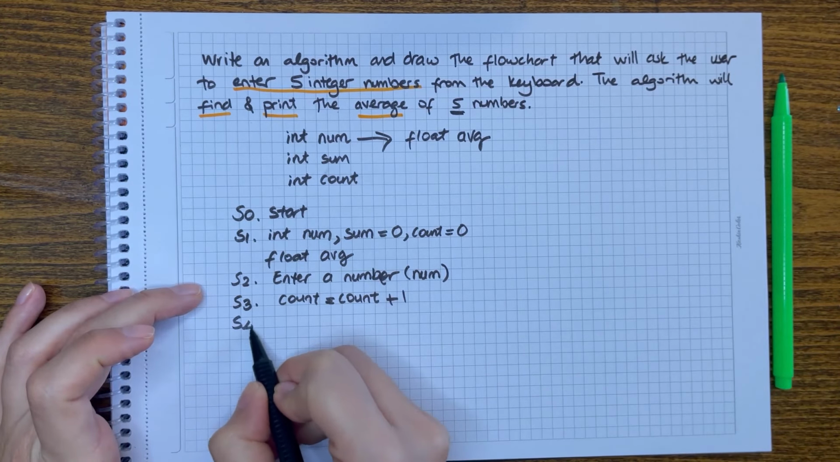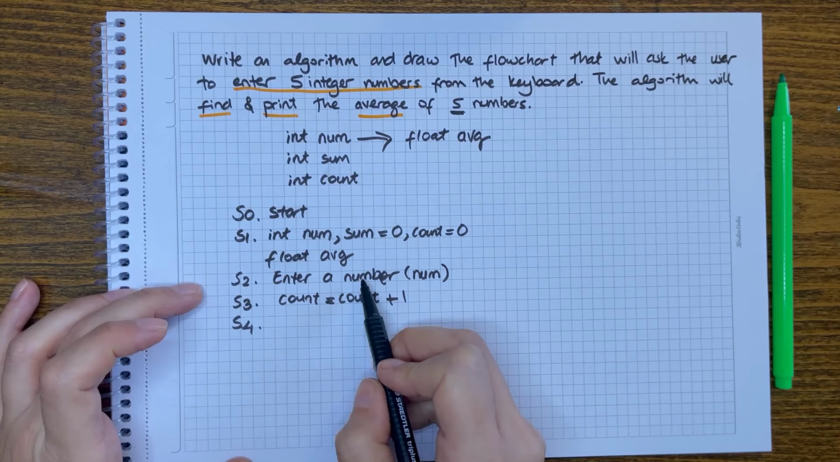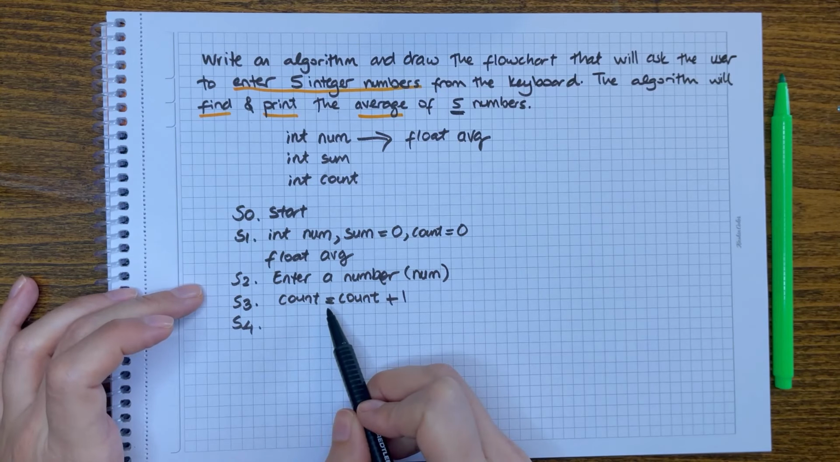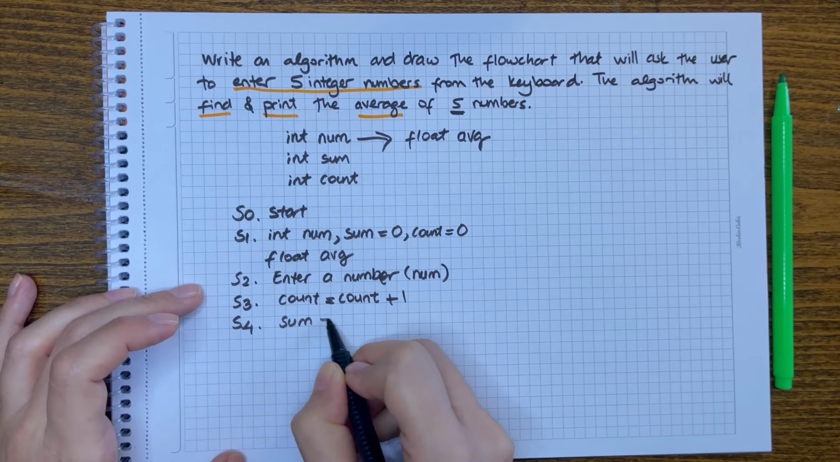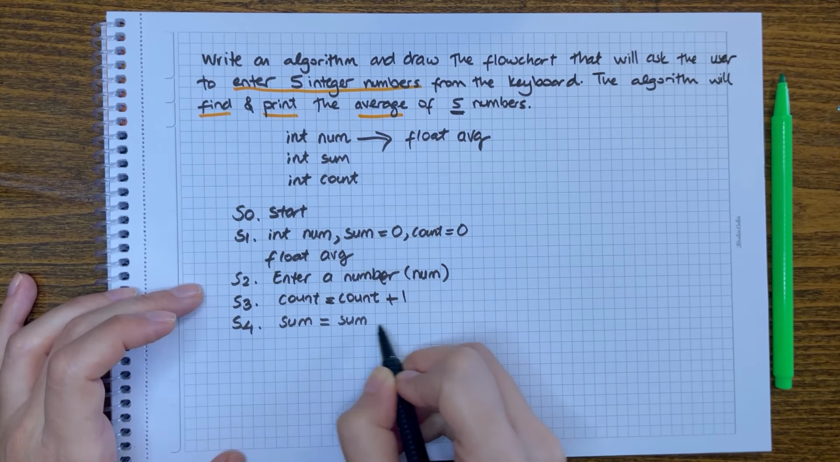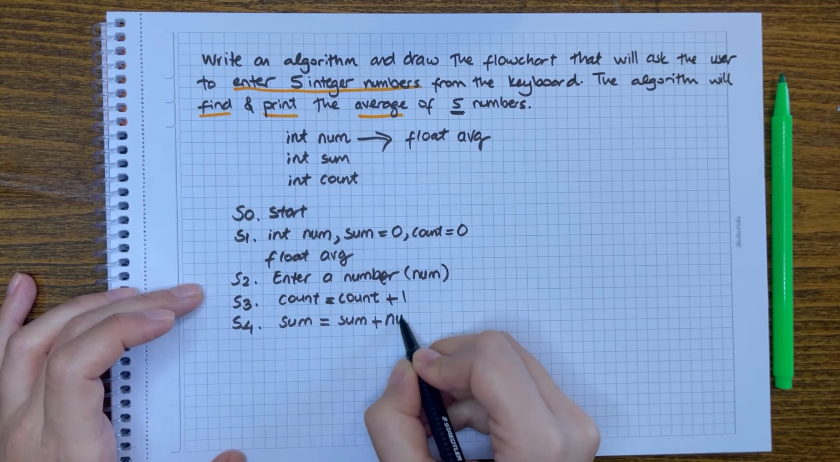And in step number 4, after the user enters a number and we count it, it is time to calculate the summation. New summation will be equal to old summation plus our number.